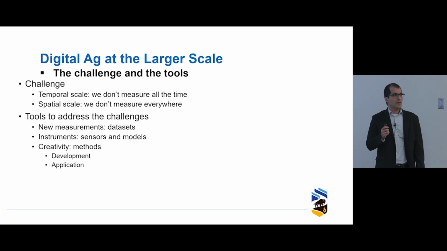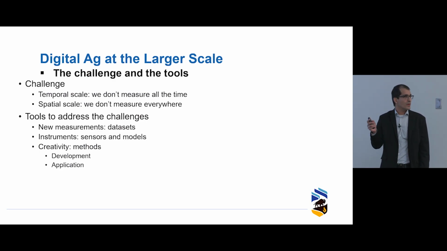So large scales, and there's not one scale. I'm talking here about space and time, so two scales. There could be more.